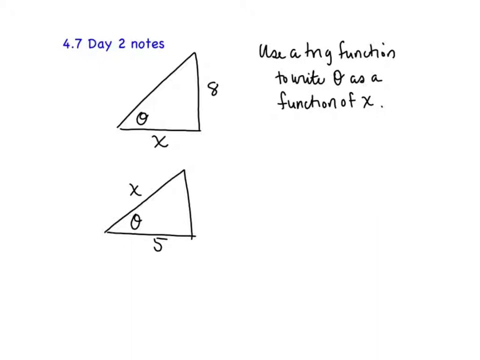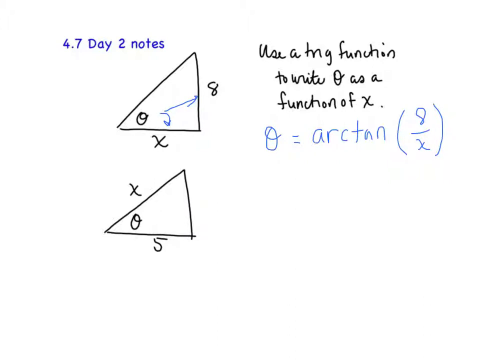Okay, on this first screen we're going to use a trig function to write theta as a function of x. So you want to start out with theta, and I want theta to be equal to something. Well, theta is an angle, so this is going to be an arc. It'll be an inverse statement that I'm going to write. The given information is opposite over adjacent, which would be arc tangent. Then I write the ratio, opposite over adjacent, so theta is equal to arc tangent of 8 over x.